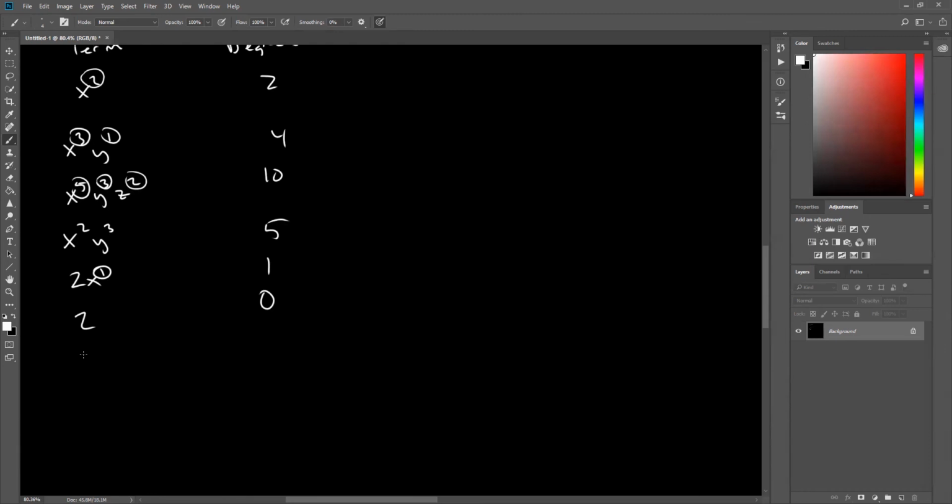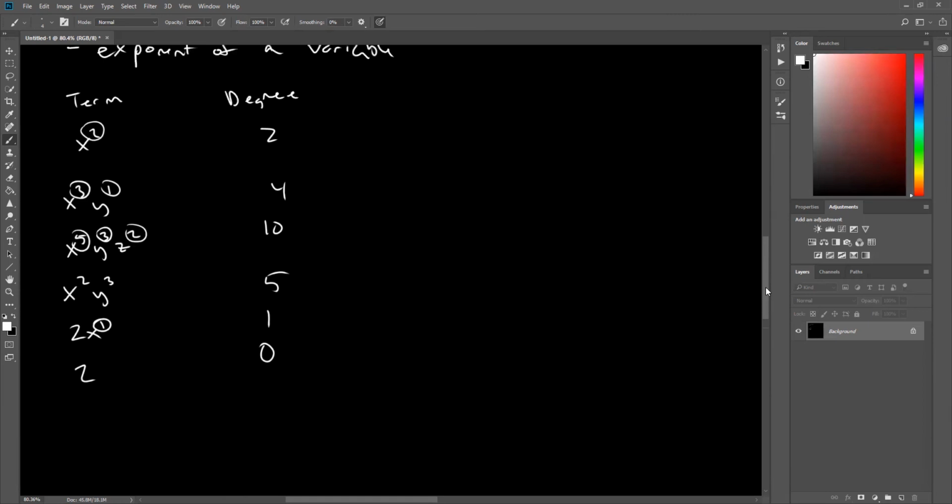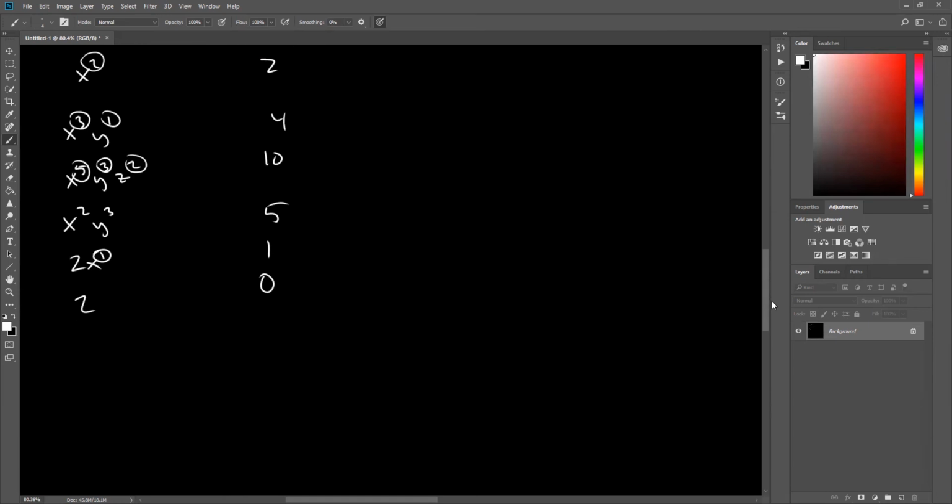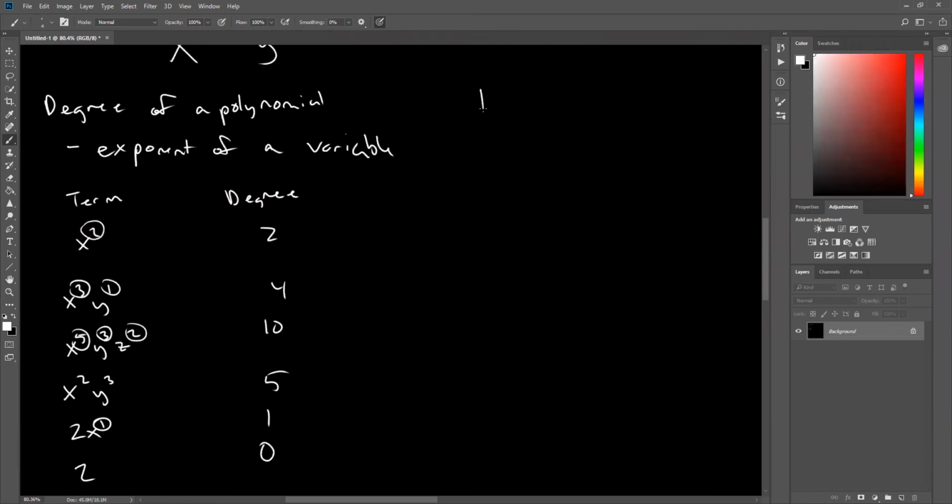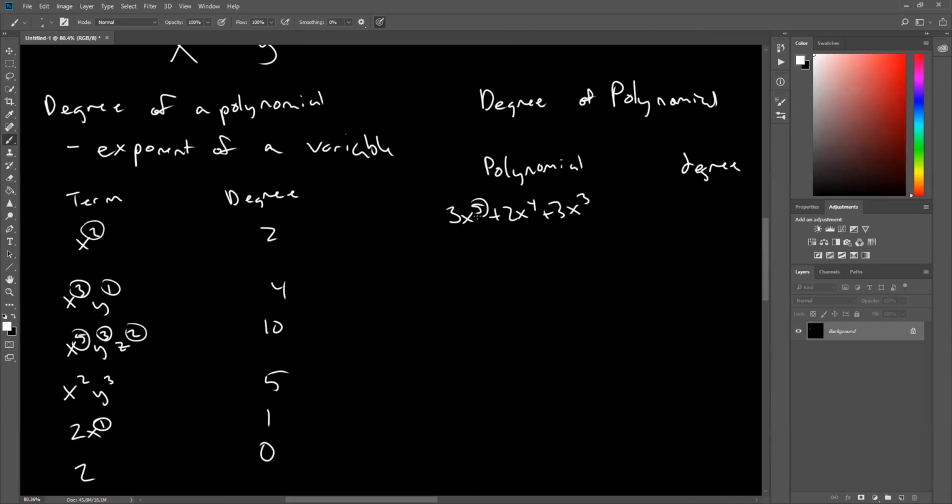Also, this is the degree of a monomial, right? A term. But when they talk about the degree of a polynomial, you add up the degree of each term. So let's say we had the polynomial 3x to the 5th plus 2x to the 4th plus 3x to the 3rd. We would just add up the exponent of each of these. So that'd be 5 plus 4 plus 3, which would just be 12, right?